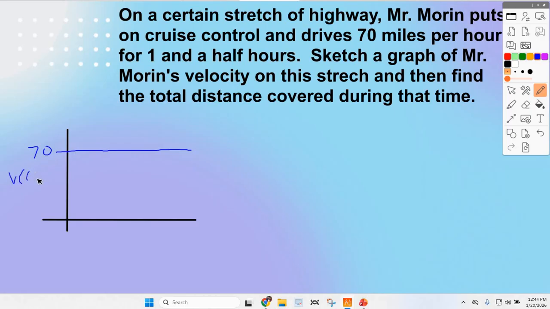This represents my velocity. Yes? Which means that my x-axis represents what? Time. So we're in hours, so 1 hour, 2 hours, 3 hours, and so forth. Yes? So far so good? Alright, then the next thing it asks us is find the total distance traveled.